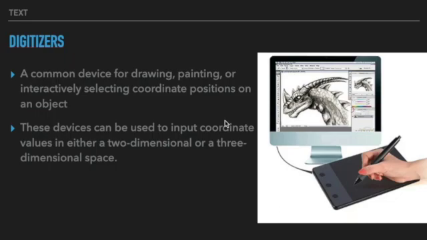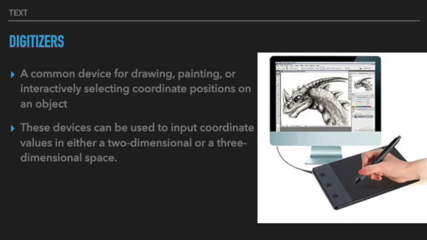Next input device we're going to see is digitizers. Digitizers are a common device for drawing, painting, or interactively selecting coordinate positions on an object. These devices can be used to input coordinate values in either a two-dimensional or a three-dimensional space.